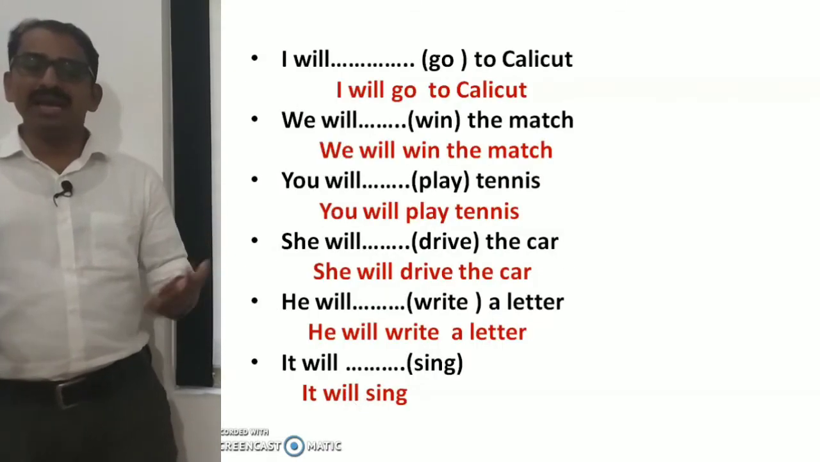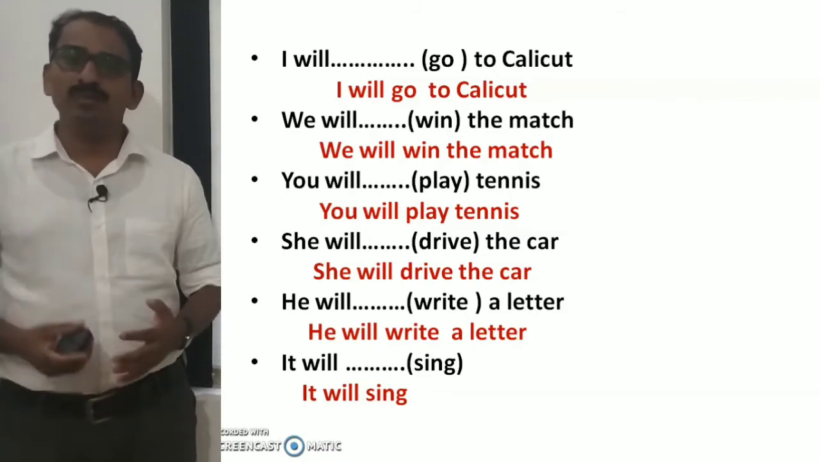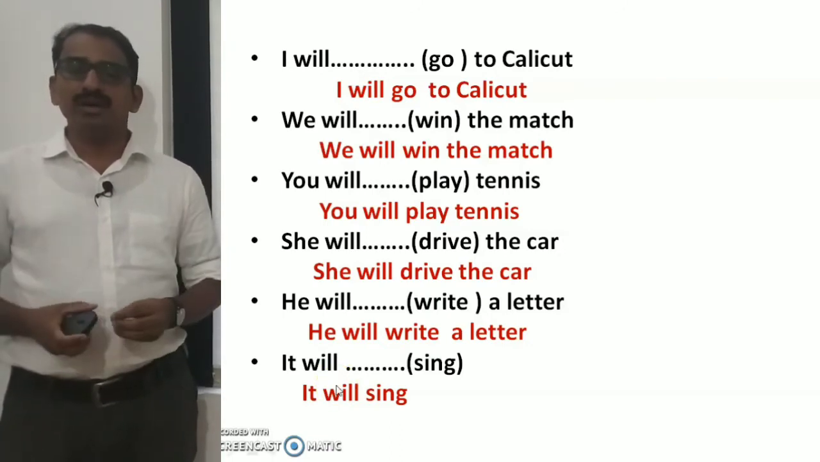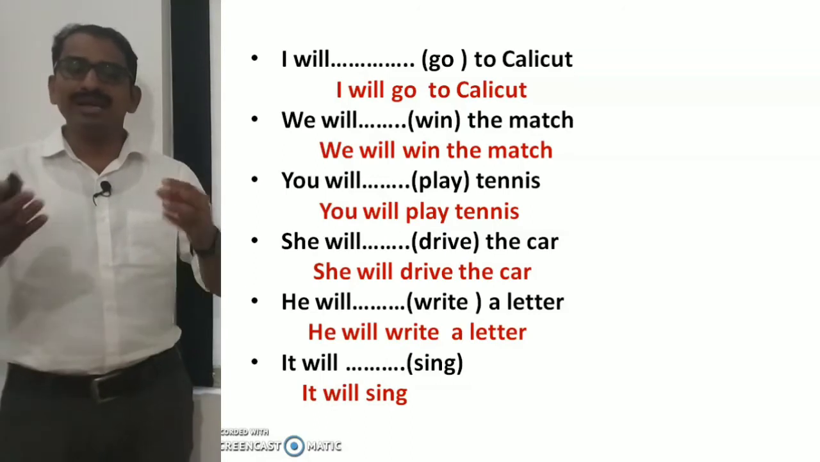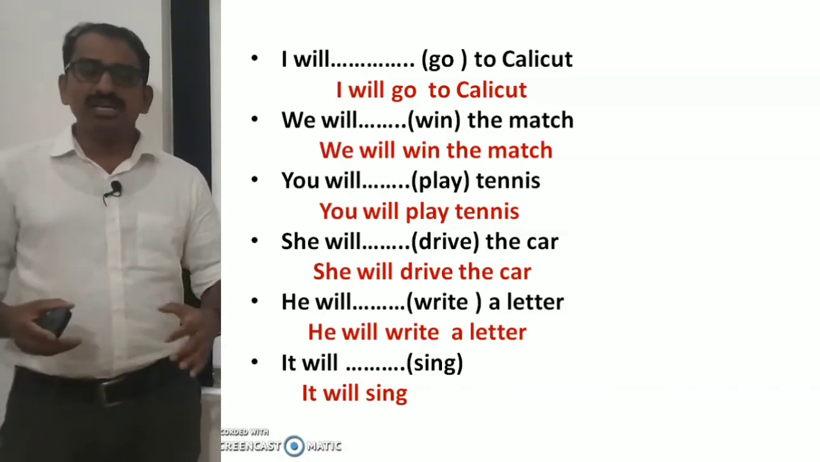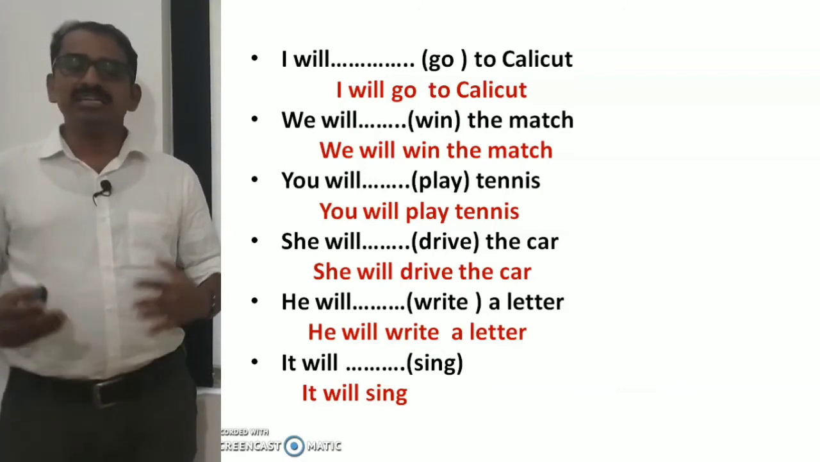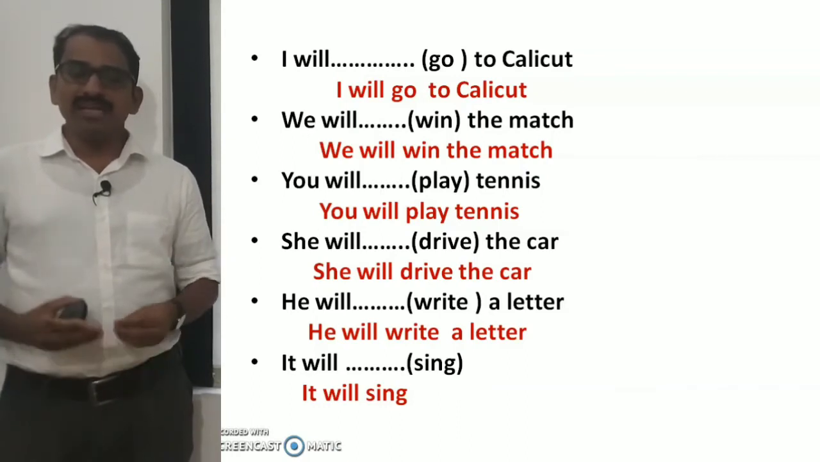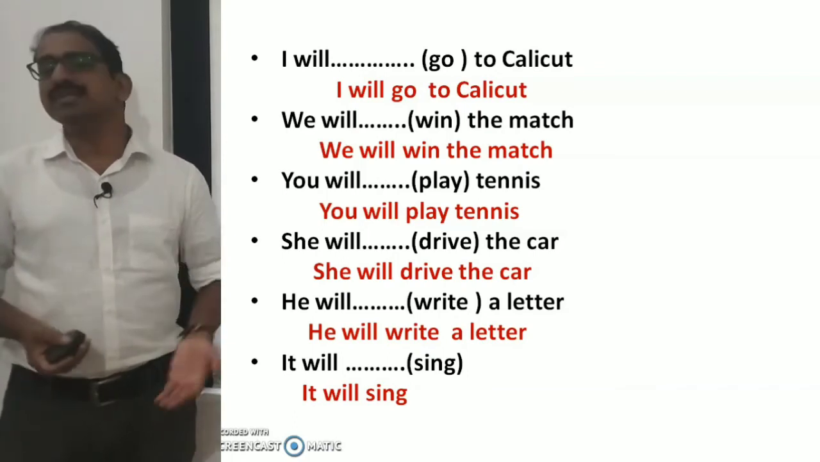I will go to Calicut. Surely I will go to Calicut. I will go to Calicut, meaning the future. Then the second one: we will win the match. We will win the match, meaning we will win the match. You will play tennis, meaning you will play tennis. She will drive the car. He will write a letter. It will sing. Then you can make negative sentences as well.